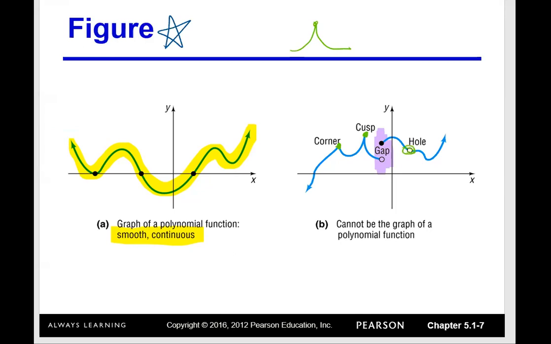Smooth and continuous. If you can start at one end of this and trace it the whole way, nice and smooth, without ever having to pick up your pencil and move it, that's where a gap or a hole would happen, or there are no sharp corners or points, you've got a polynomial function. That's one thing they all have in common when you graph them. They look nice and smooth and pretty.